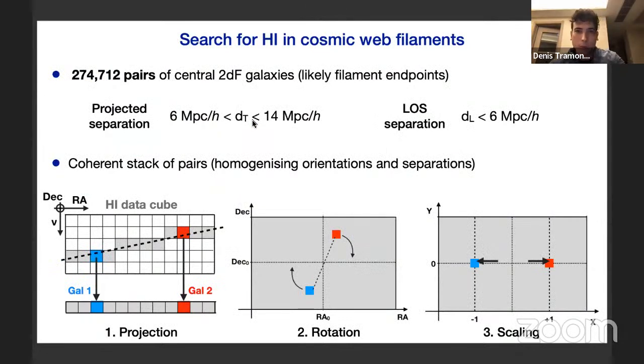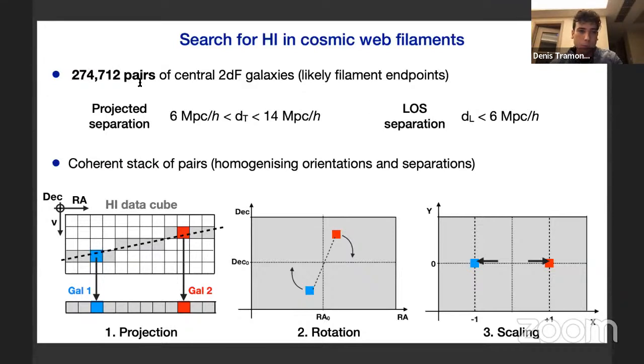Now, let's move on to the filaments. In this case, things are a bit different because we don't have a filament catalog. So what we do is we take the central 2dF galaxies and we consider pairs of these galaxies which satisfy these conditions on the projected separation and on the line of sight separation. This makes these pairs, which are in total 270,000, likely to be connected by a large-scale filament.